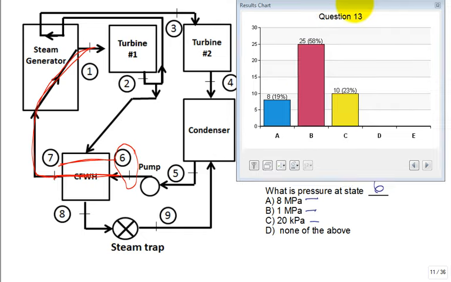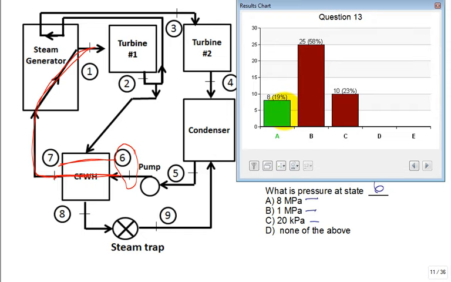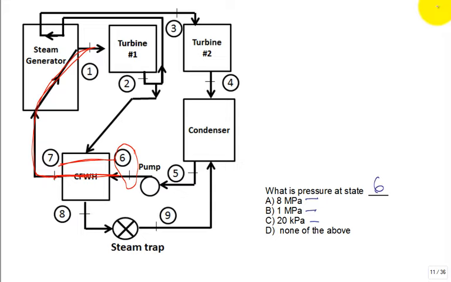So, why is it not 8 MPa, the highest pressure? True? It's 8 MPa. That's a low blow. He asks us questions before we even have a chance to read the book.